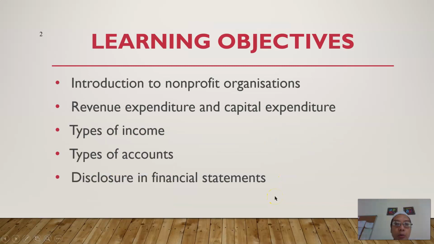So in this lesson, we will look at what non-profit organizations are. We will look at their types of expenditure, specifically the differences between revenue expenditure and capital expenditure. And then we will look at the types of income that non-profit organizations get. Then we will look at the types of accounts, and finally we will look at how the activities and the financial position of the non-profit organization are disclosed in the financial statements.